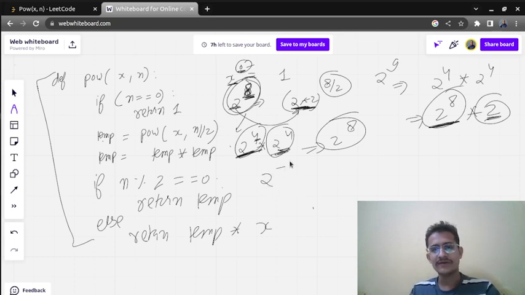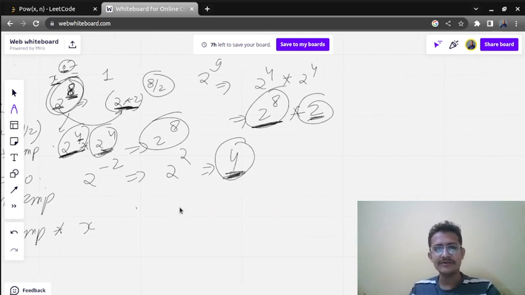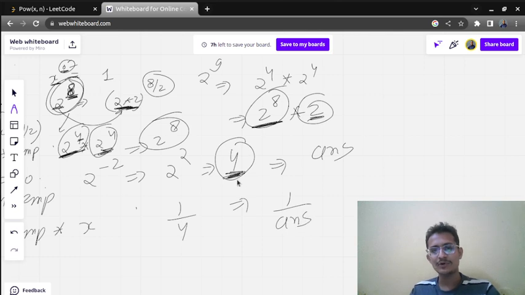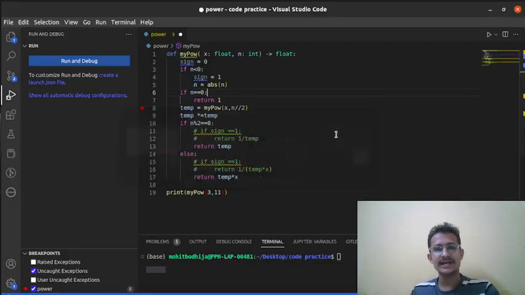Suppose they told us to find 2 to the power minus 2. I am calculating 2 to the power 2, so it will be 4. But while returning the solution, instead of returning 4, I will return 1 by 4. Means instead of returning the answer, I will return 1 upon answer. Only this thing I am going to do.